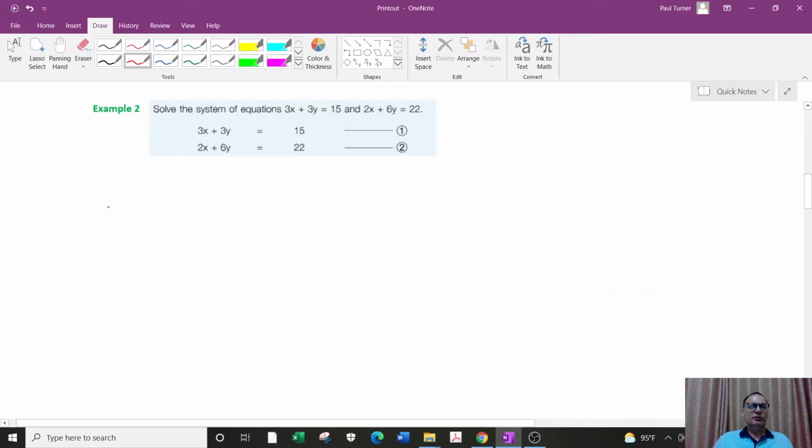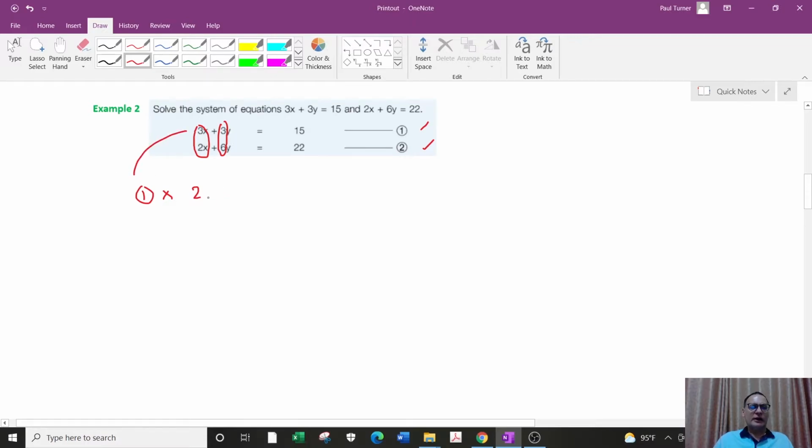This is example 2. We have two equations. We have 3x plus 3y equals 15. That's equation 1. And 2x plus 6y equals 22, which is equation 2. Now we notice that these numbers are different now. We have 3 and 2, and we have 3 and 6. So they're all different. We need to make one of these the same. So I recommend you multiply equation 1 by 2, and we see what that does.